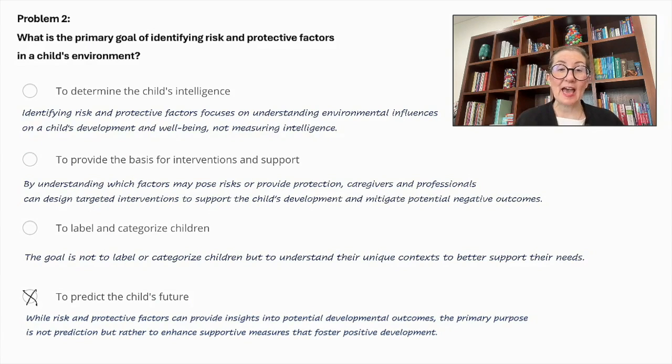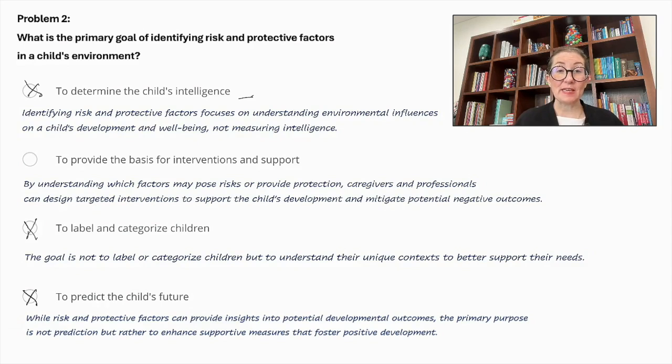To label and categorize children. The goal is not to label or categorize children, but to understand their unique contexts to better support their needs. To determine the child's intelligence. Identifying risk and protective factors focuses on understanding environmental influences on a child's development and well-being, not measuring intelligence. So we can cross that out as well.